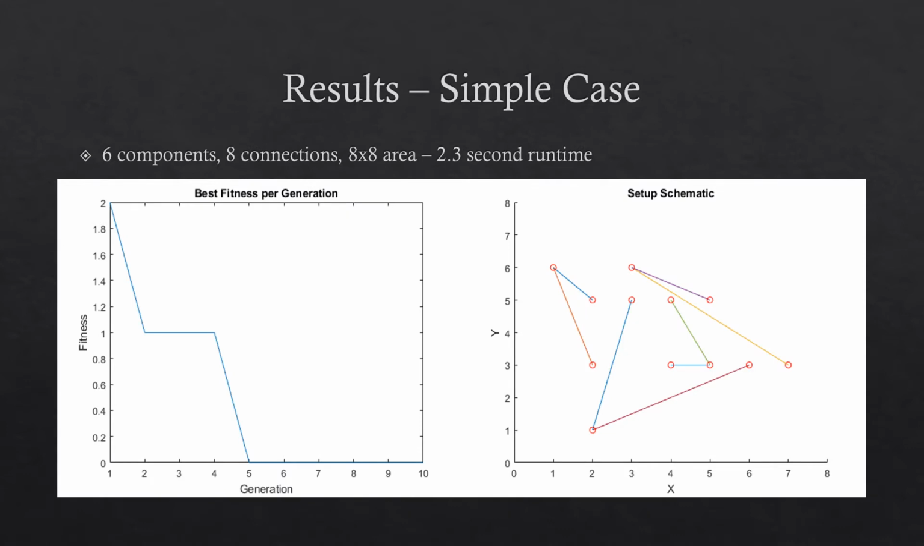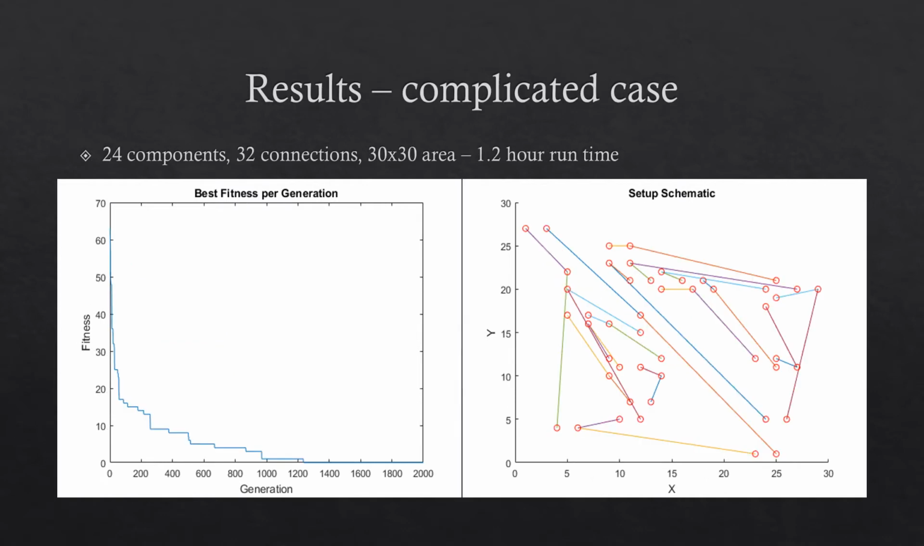For a circuit that has 6 components and 8 connections in an 8x8 area, it took only 5 generations to find a case that only had 0 intersections, which took about 2.3 seconds of runtime. However, for a more complicated case with 24 components and 32 connections, it took 1.2 hours and about 1,200 generations for it to hit 0 intersections. However, it was also able to drop the number of intersections from just over 60 to 0 in that time, which is a pretty large improvement.